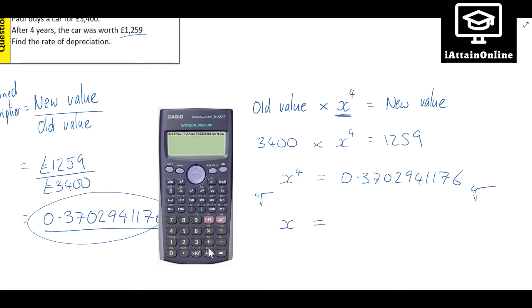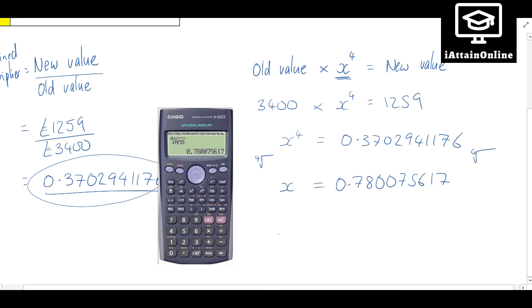Again, that most recent answer has been stored in my calculator. Just above the x to the power button, there is a root button, and in there I'm going to put 4, and then inside I'll put the most recent answer. So that tells me x is 0.78000756, which as a percentage is going to be 78%.